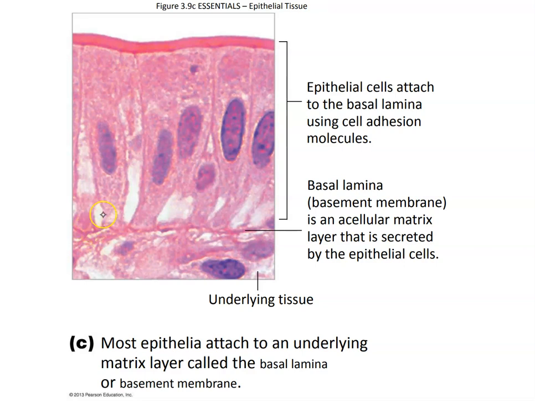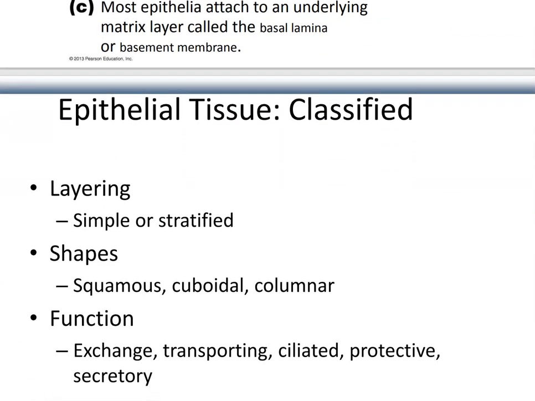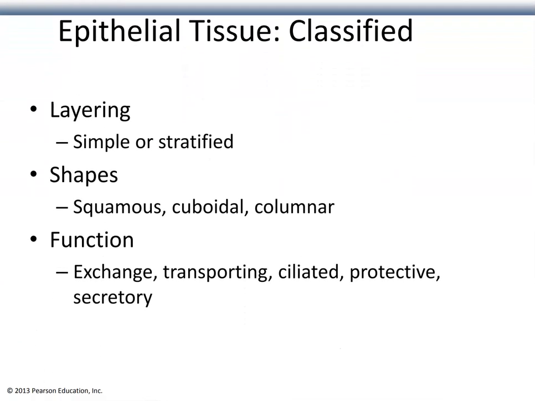The separation between epithelium and the connective tissue is called a basal lamina. So that's kind of important. So then we have the underlying connective tissue. And let's move on here. The layering.